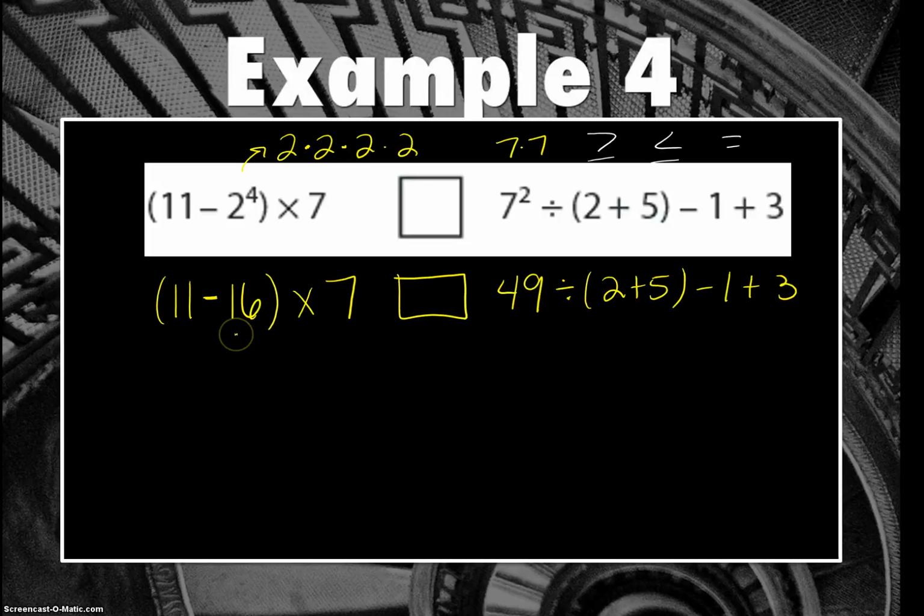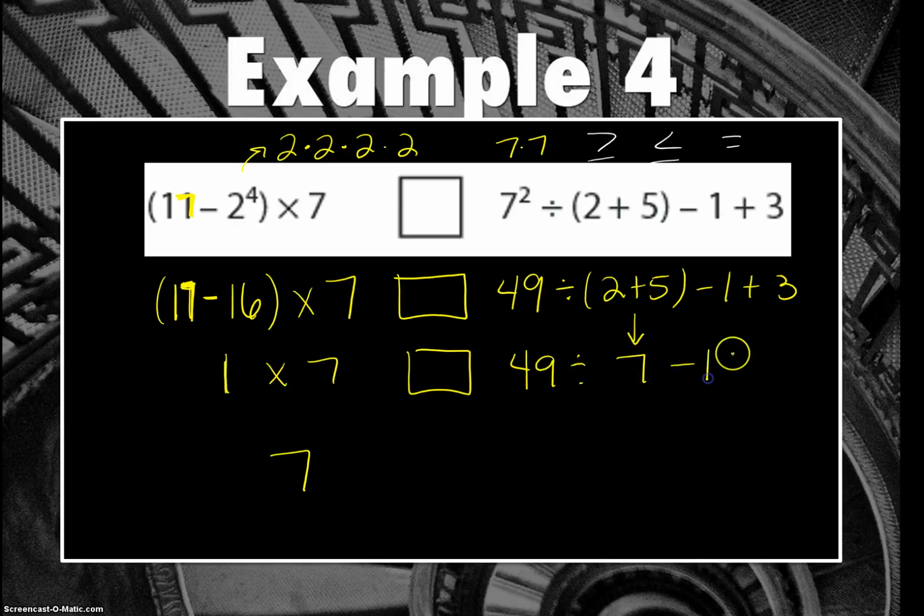This is tough. You will most likely not see this problem, so I'm going to change this number right away to a 17. Can you do that for me? Make that a 17 because you're not going to be working with negatives yet. 17 minus 16 is 1, times 7 gets you 7. You're comparing that with 49 divided by 2 plus 5 is 7, minus 1 plus 3. Order of operations means you're going to divide first to get 7 minus 1 plus 3. 7 minus 1 is 6 plus 3 is 9.